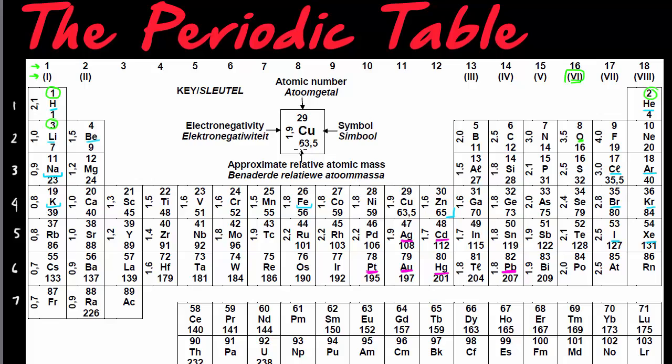Then we also have the approximate relative atomic mass. So what is that again? Well, you remember that if that is the number of protons, this is the number of protons plus neutrons. Each atom may have a different number of neutrons. Even though all oxygen atoms have the same number of protons, not all oxygen has the same number of neutrons. So some oxygen has more, some has less.